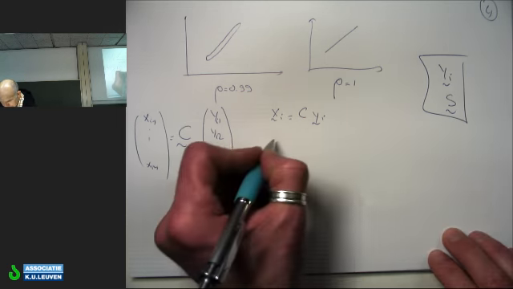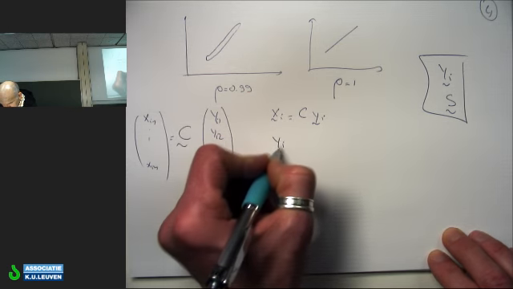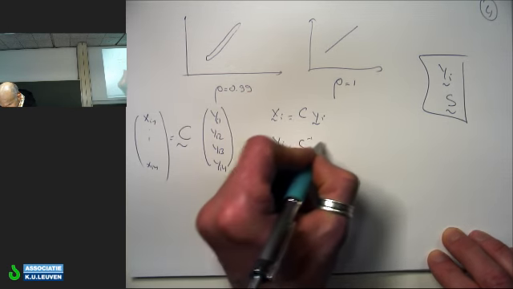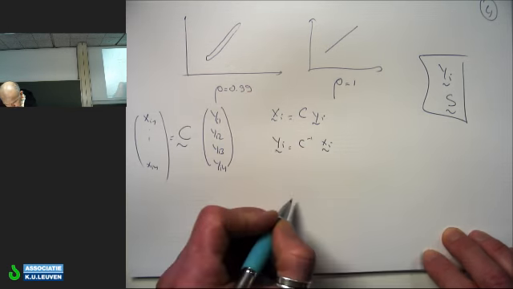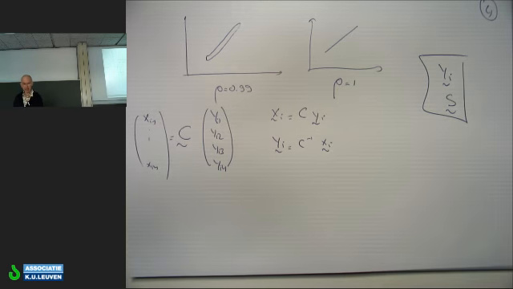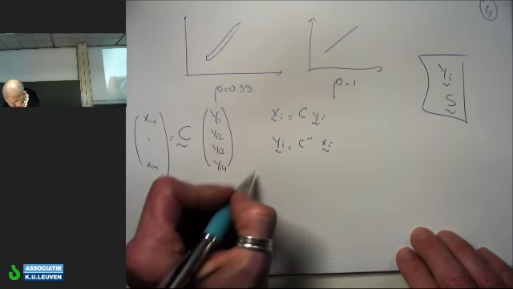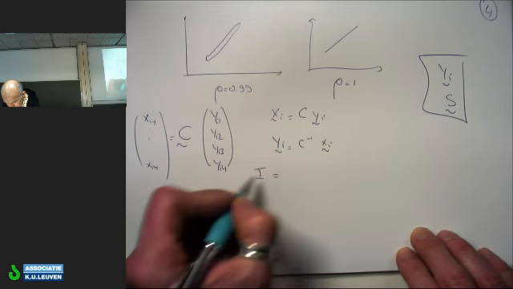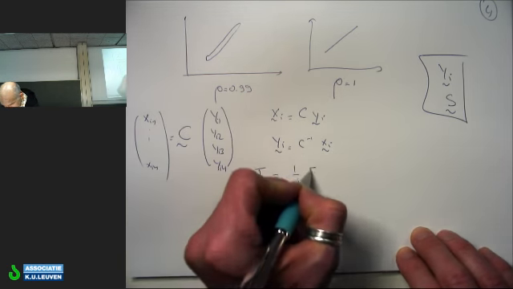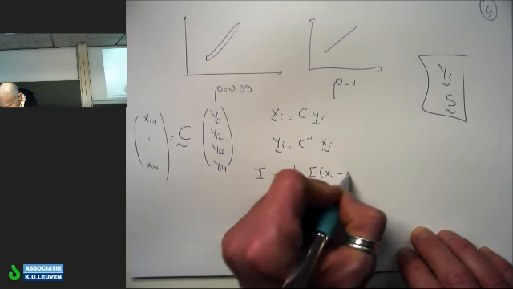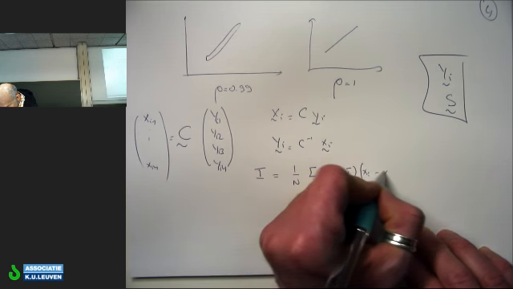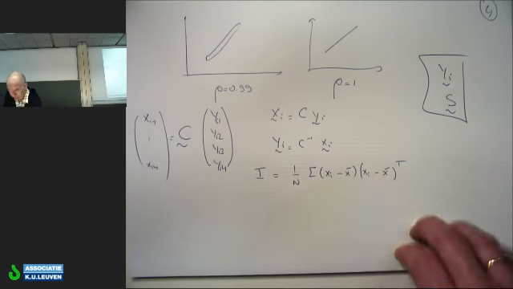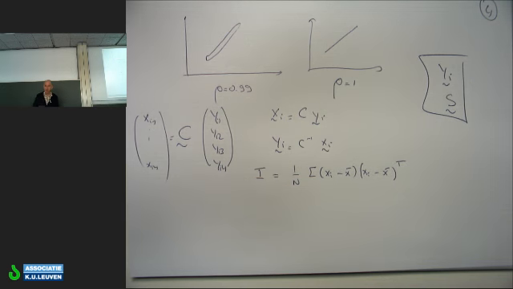So for that I'm actually going to say the other way around, y is C inverse times xi. And what is then the variance covariance matrix of the x's? Well, it's going to be I. That's what I want, but that's then 1 over n, sum of xi minus x bar, xi minus x bar transpose. This is the sums of squares and cross products.